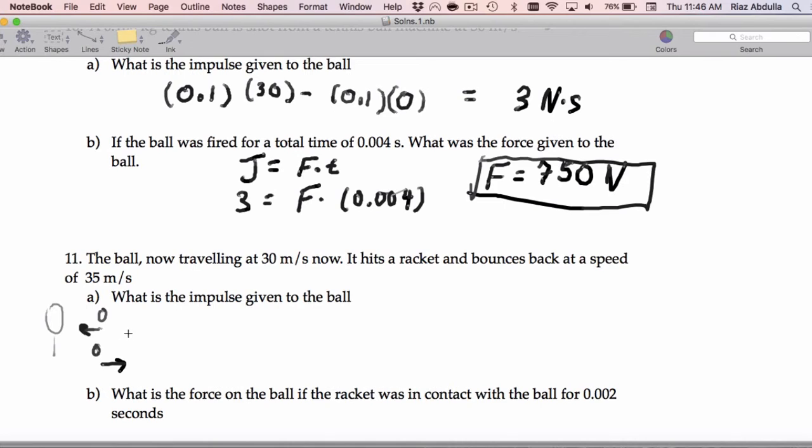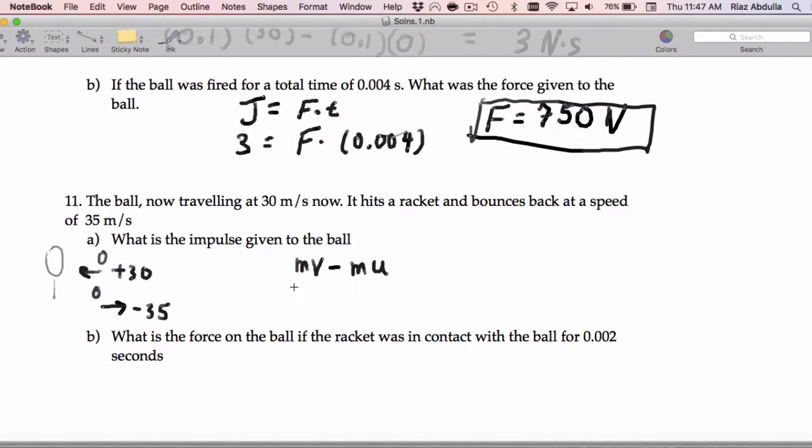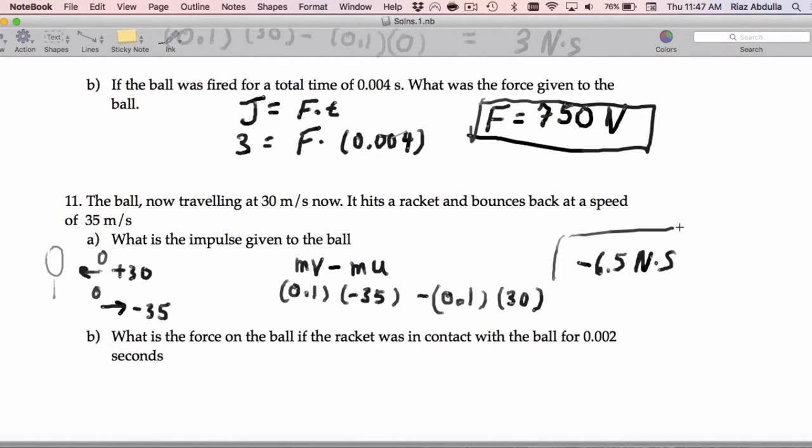That means the velocity changes direction. So we can say that it comes in at a speed of plus 30, but then it exits at a speed of negative 35. So let's get the impulse using the change in momentum. So that's going to be mv minus mu. So that's going to be 0.1 times negative 35 minus 0.1 times 30. And that's going to give us negative 6.5 Newton seconds as the impulse.